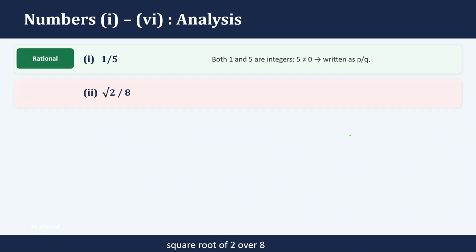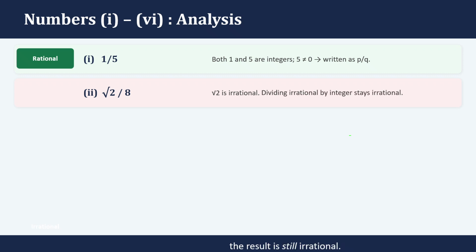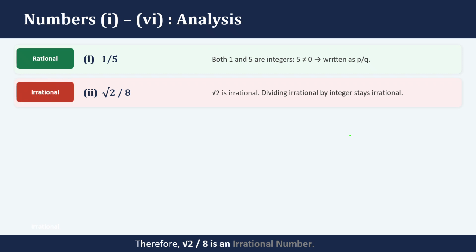Square root of 2 over 8. Now, square root of 2 divided by 8. Ask yourself, is the square root of 2 rational or irrational? We know that 2 is not a perfect square. There is no integer that multiplies by itself to give exactly 2. So square root 2 is irrational. Now, when you divide an irrational number by an integer, the result is still irrational. The irrational nature does not go away. Therefore, square root 2 over 8 is an irrational number.